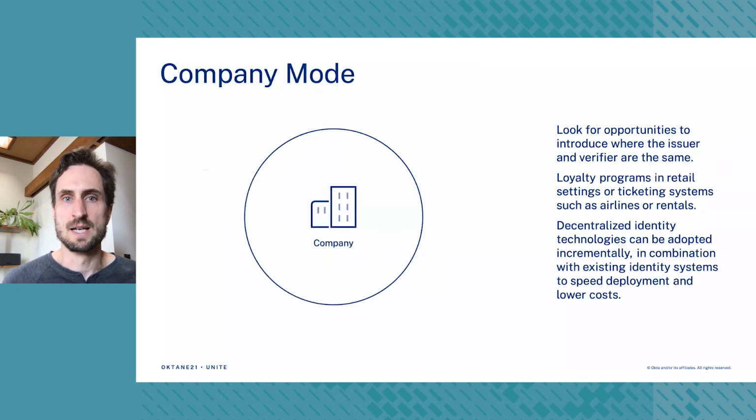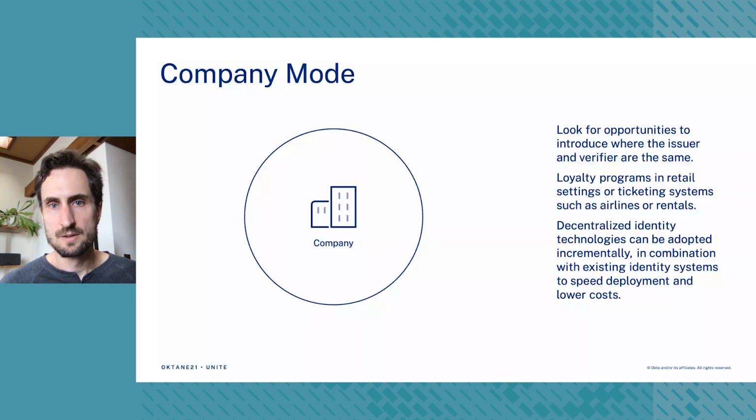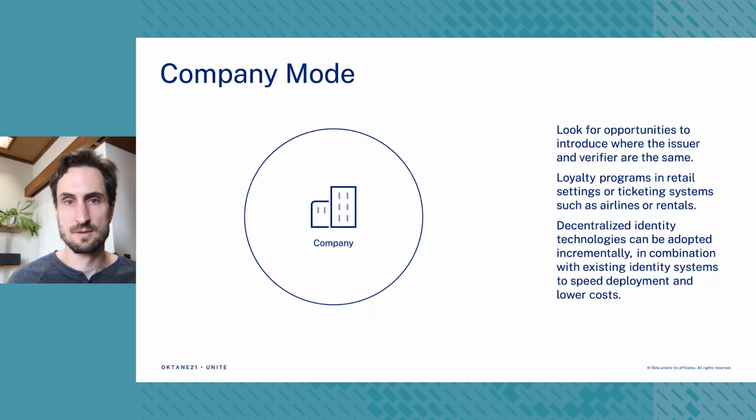First, let's shrink the network down and operate in company mode. Look for opportunities where the issuer and verifier are the same and an existing user base exists. Loyalty programs in retail settings or ticketing systems such as airlines are prime examples. In these scenarios, we can apply decentralized identity technologies such as verifiable credentials while leveraging existing investments in both centralized and federated systems. Adoption of more complex infrastructure such as distributed ledgers isn't necessary. This can speed deployment and lower costs.